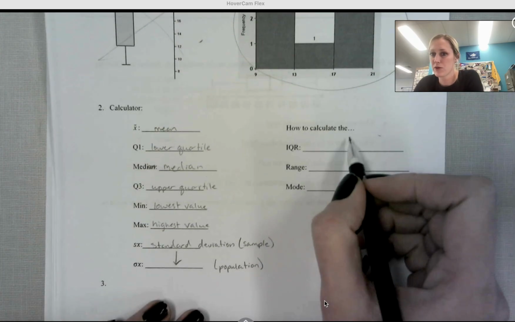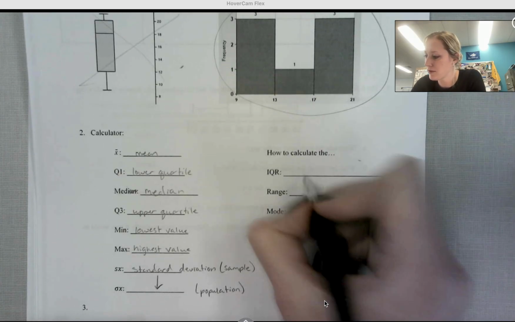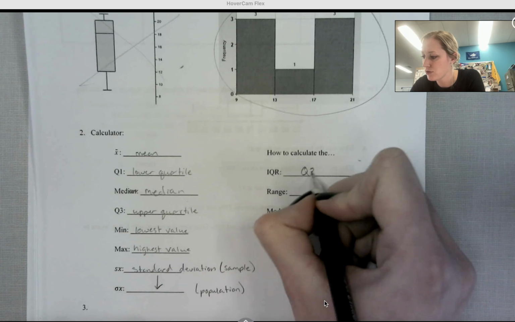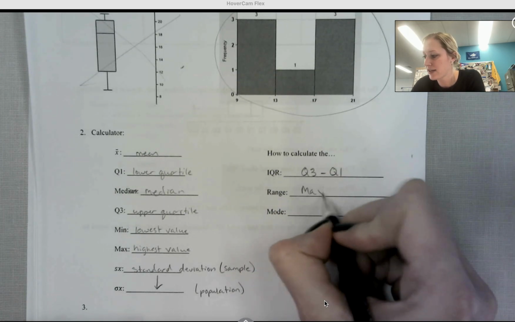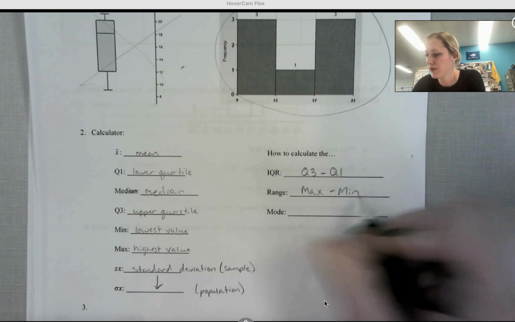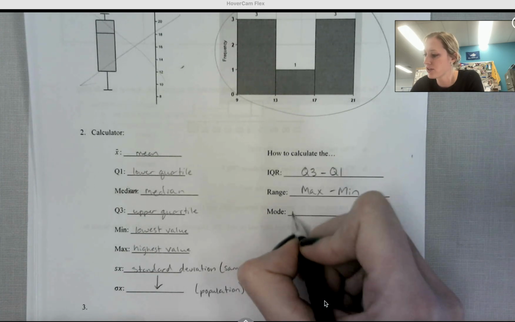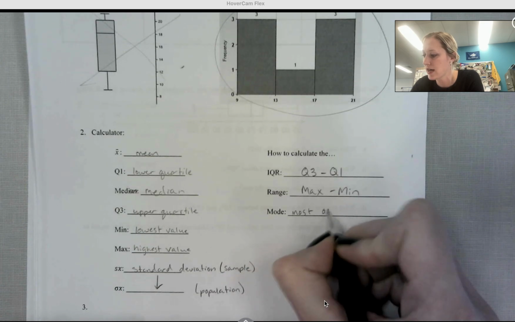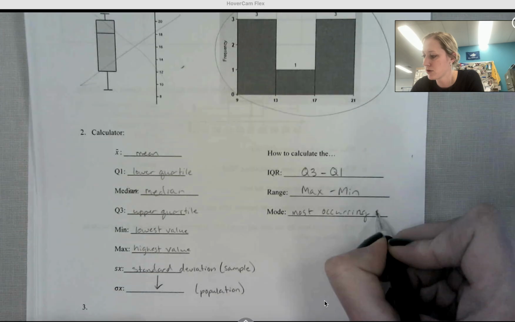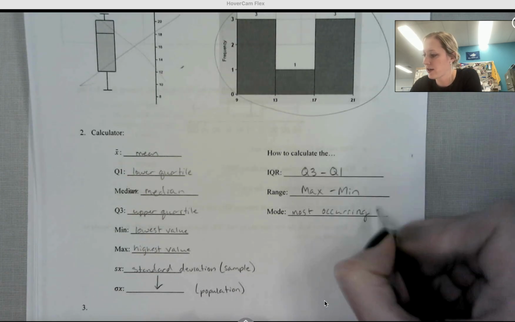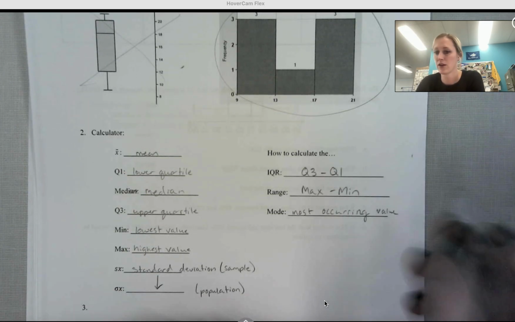Okay. Things that we need to know how to calculate. We need to be able to find the IQR, which remember is just Q3 minus Q1. The range is just the max value minus the minimum value. And the mode is the most often occurring. So we can just look at that and see which one occurs most frequently. Most occurring value.